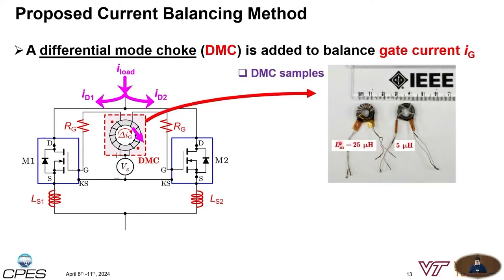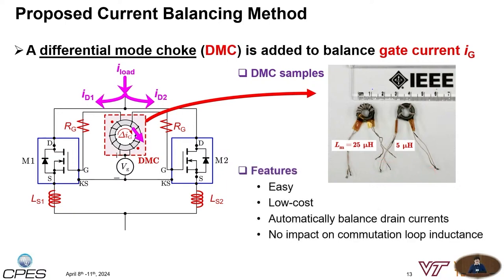The figure on the right shows samples of the DMC where Lm equals 25 and 5 microhenry. It has a small profile and small volume, even though we didn't focus on optimizing the solution; we only need tens of microhenry to balance the current. This solution is easy and low cost, and it will automatically balance the drain current because you have already balanced the gate current. It also has no impact on your power loop commutation loop inductances.